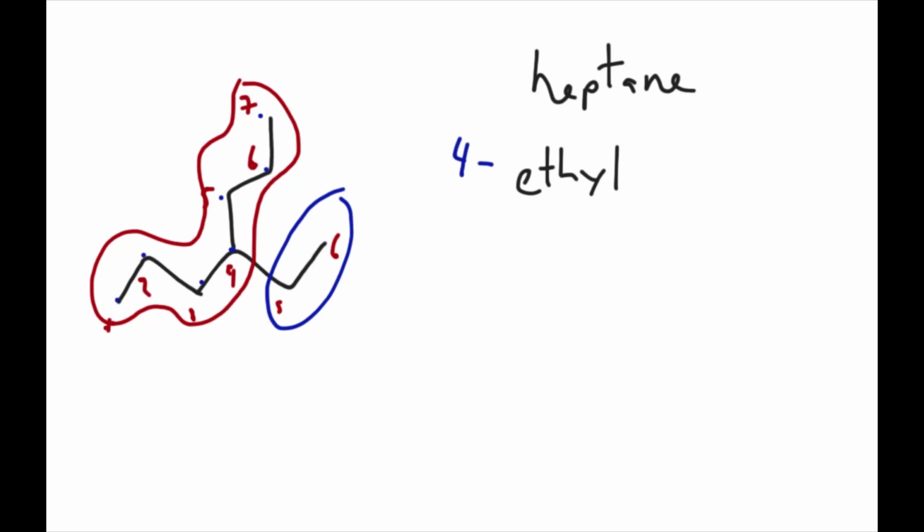So we're going to call this a 4-ethyl. So remember, if it had been on the 3 carbon, this would have been a 3-ethyl instead. And we would have chosen the numbering system based on the closest carbon to that one. So to combine this all together, I'm going to have a 4-ethylheptane.